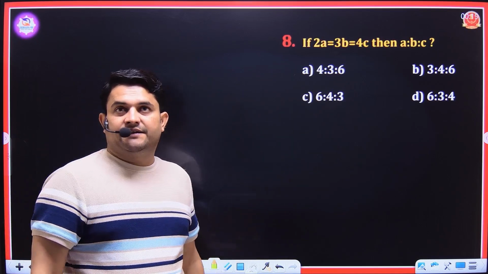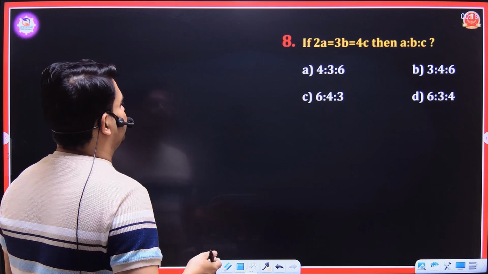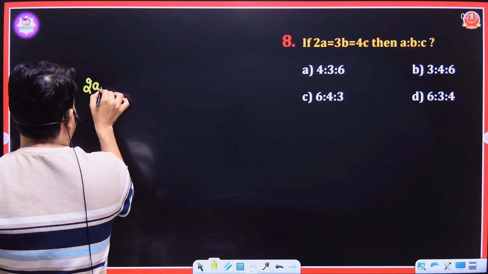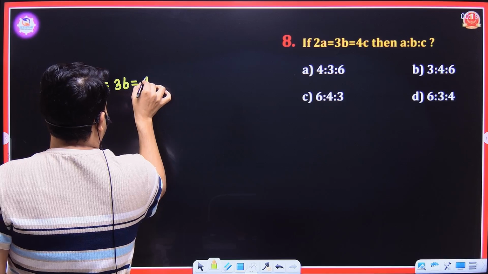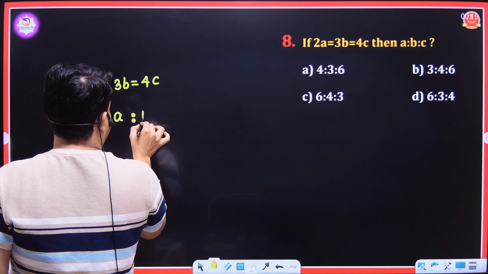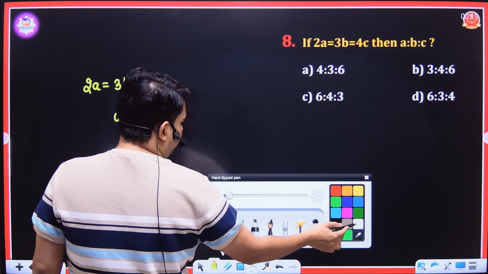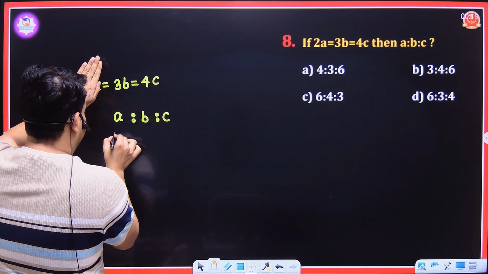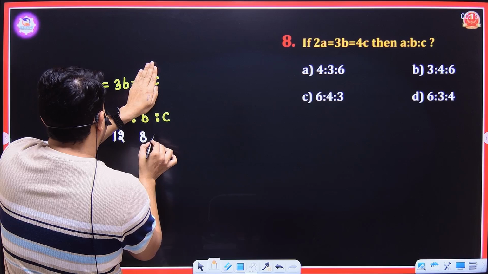Question number 8. If twice of A is equal to 3 times of B is equal to 4 times of C. See, twice of A is equal to thrice of B is equal to 4 times of C. We have to write A ratio B ratio C. What will we do? If we want to write down A, we will hide it. 4 times 3 is 12. We will hide it. 4 times 2 is 8. 3 times 2 is 6.